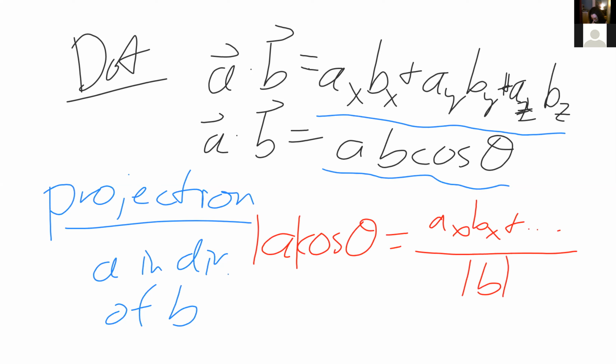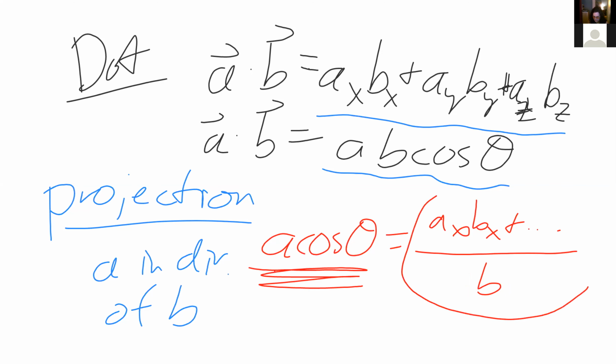I can do vertical bars for both of these to say magnitude, but also the letter just tells me that's the magnitude. And so there you have it. A cosine theta is the component of A in the direction of B. So you just solve for this. That is one application of the dot product, or one of a number that you are responsible for on the exam.